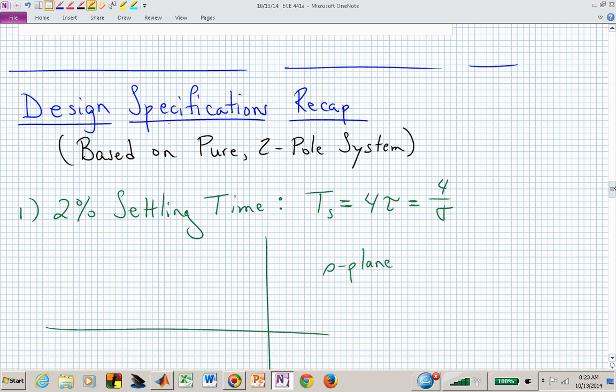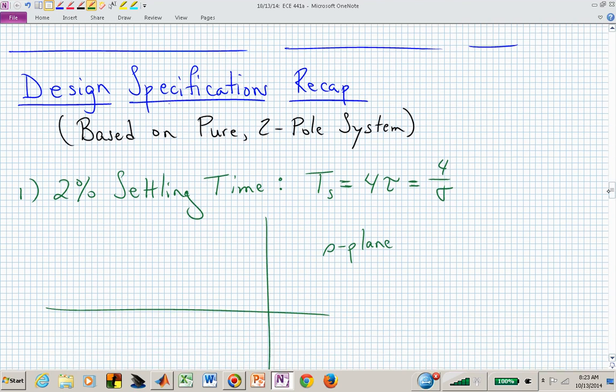Let's now return to where we finished last time, which was design specifications. Again, we want to connect design specifications with steady state error. Design specifications are concerned with transient behavior, and one of those was settling time. Again, these specifications are all based on a pure two-pole system. And do we remember what I mean by pure? No finite zeros. In these problems throughout the semester, occasionally we're going to have some zeros. So then you'll have to take these design specs with a grain of salt. They're not hard and fast.